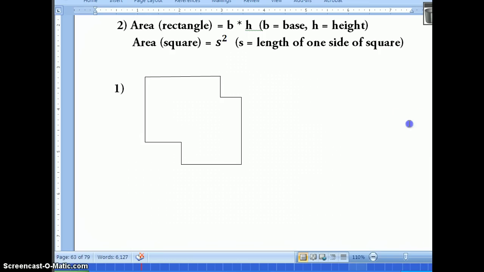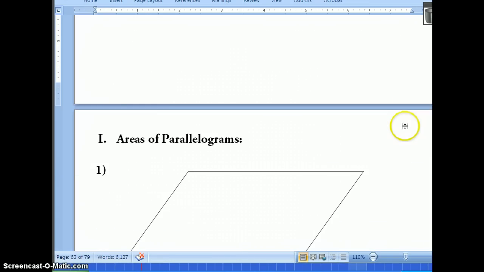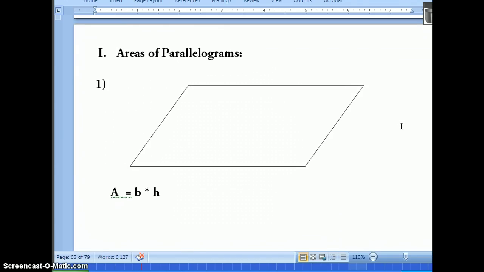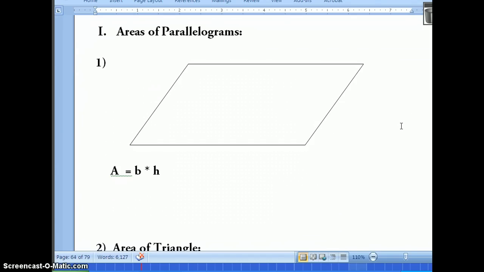Now when you get to 11.2, you get into areas of specific shapes, and we start with parallelograms. The area of a parallelogram is the base times the height. It doesn't really matter if the parallelogram is a rhombus, or a rectangle, or a square, or just a plain old parallelogram. It's base times height. Here's the difference between this and what we just did.